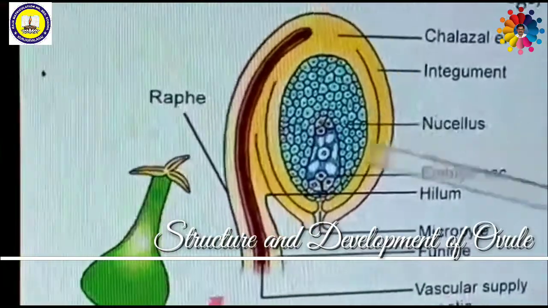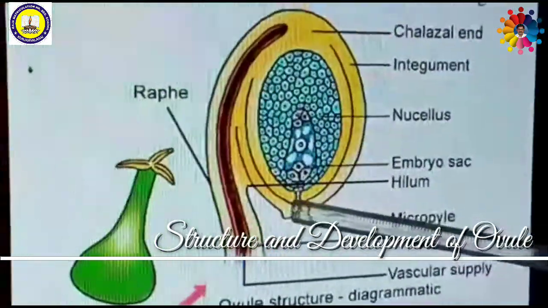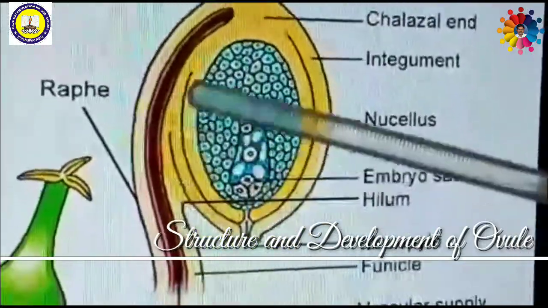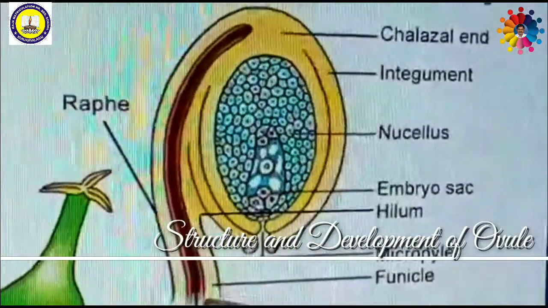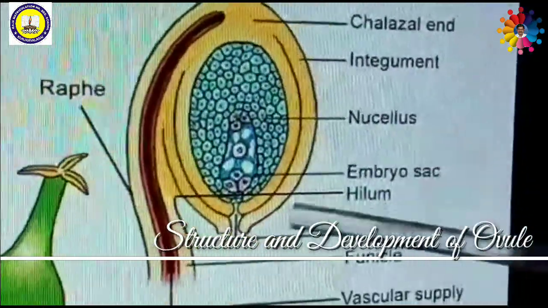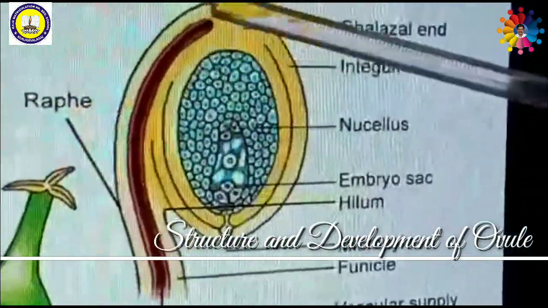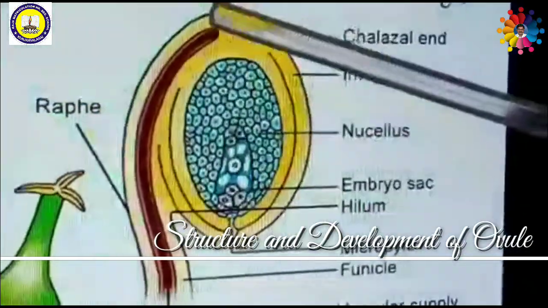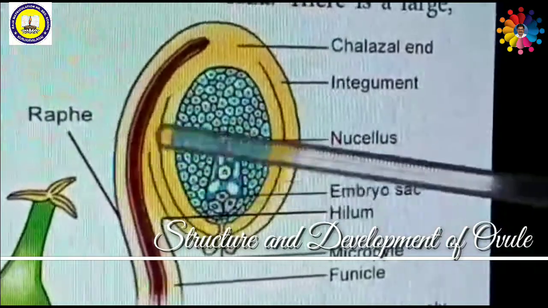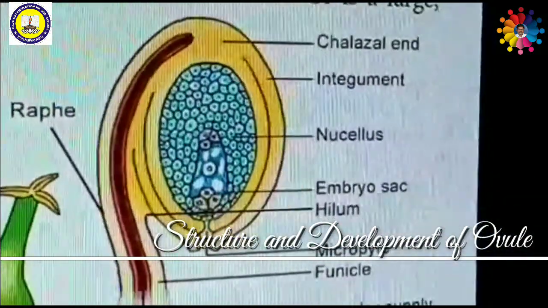See here, this ovule consists of two important parts called the ovule body and a stalk. The stalk-like structure of this ovule is called the funiculus or funicle. The body of the ovule connects to this stalk-like funicle at a place called the hilum. So this part is called the hilum.